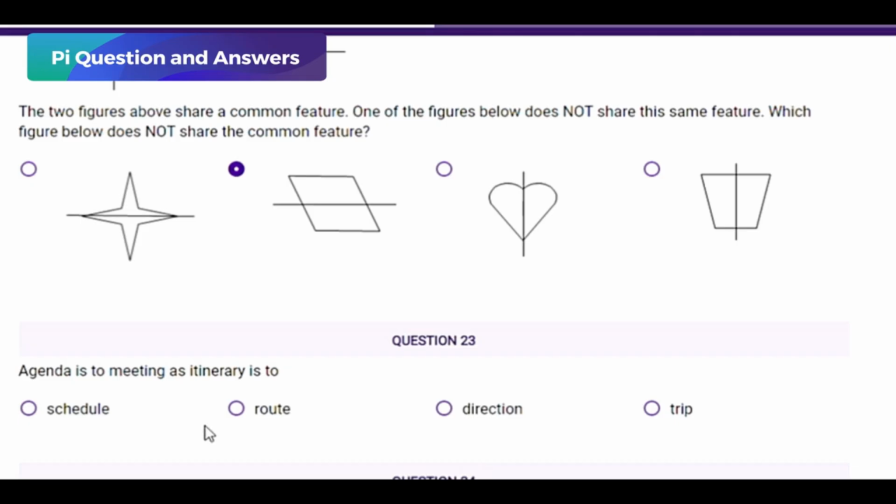Explanation of the correct answer: an agenda is a plan or list of things to be discussed at a meeting. Similarly, an itinerary is a plan or schedule of activities for a trip. Thus, meeting relates to agenda, just like trip relates to itinerary. The correct answer is trip, because an itinerary is for a trip, just like an agenda is for a meeting. Final answer: option D, trip.